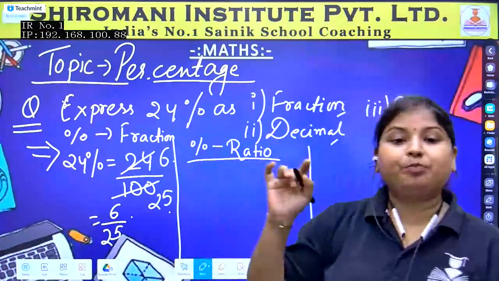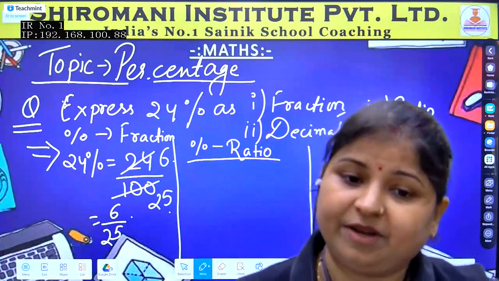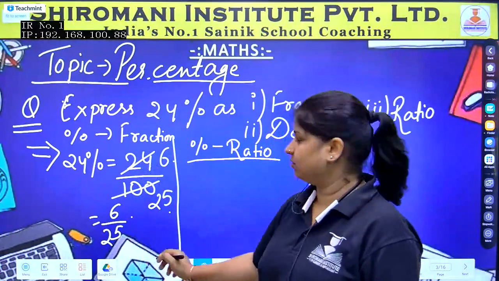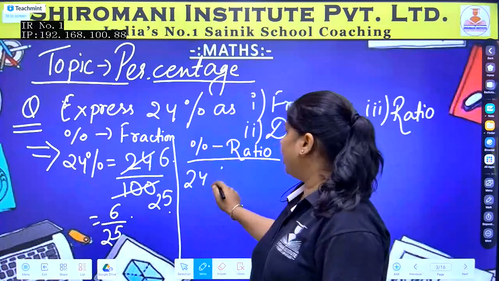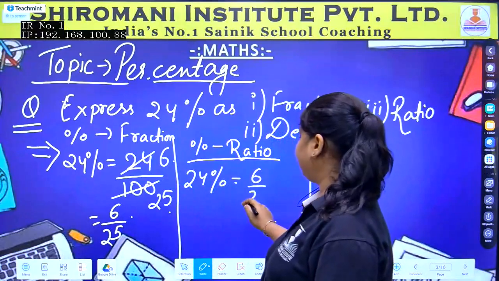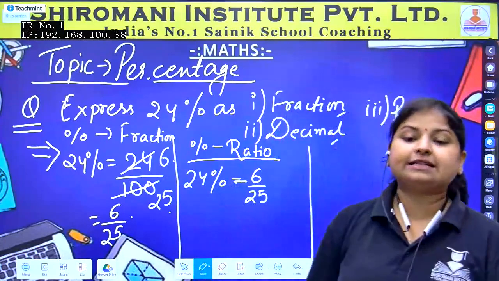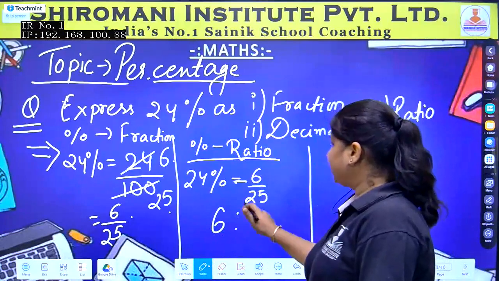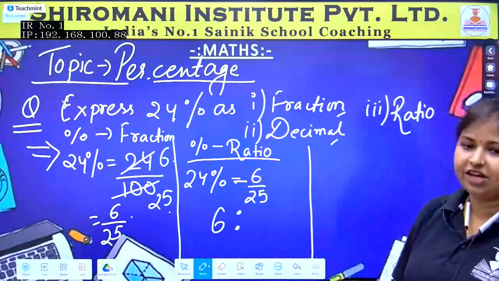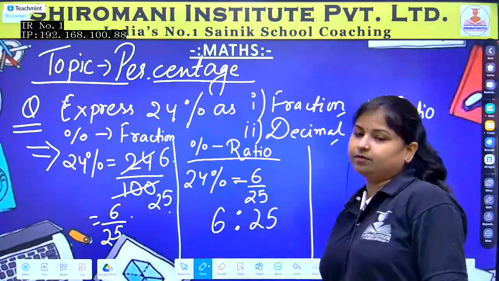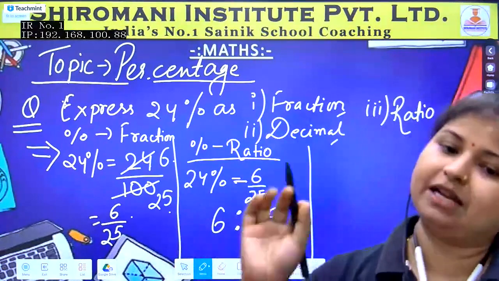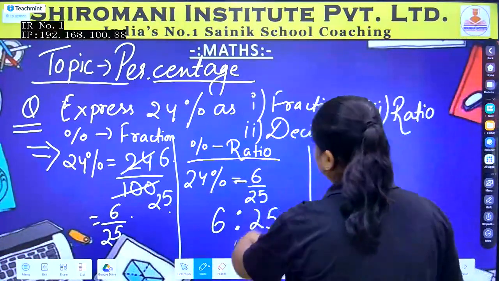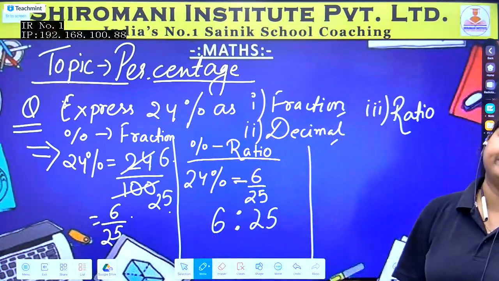Okay. Now, percentage into ratio is very easy, beta. You got fraction, right? You got fraction 6 by 25. 24%. You got it in fraction, that is 6 by 25, right? And now, if it is asking you in ratio, this will be the ratio: 6, instead of the fraction bar, you will write the symbol of ratio and then 25. So fraction and ratio can be done in one step only. Only one step. So 6 by 25 can be written as 6 is to 25.